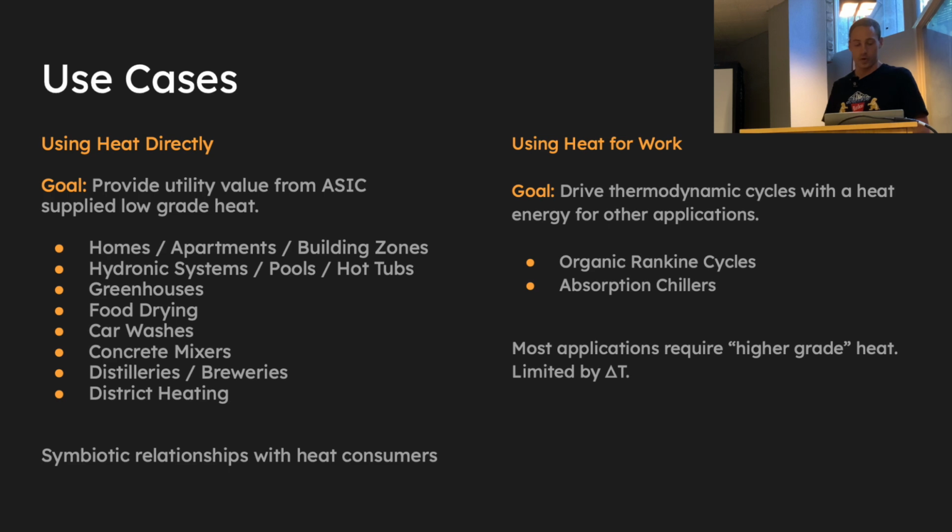On the left here, I've broken down some ways you can use the heat directly. And this is where you're unconstrained from the low-grade nature. Luckily, we as human beings don't want really hot temperatures. We don't like to live in those climates. So things like homes, apartments, building zones, hydronic systems. So if you have radiative heat from hot water and a boiler in your home, pools, hot tubs, things of that nature, we're in the sweet spot for those temperature ranges with Bitcoin miners. The exhaust heat, 40 to 60 degrees Celsius.